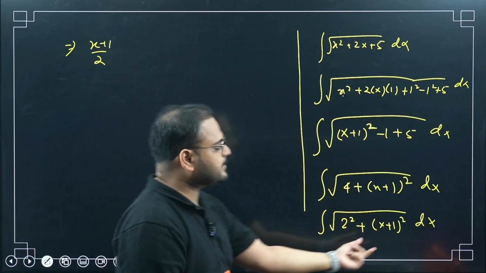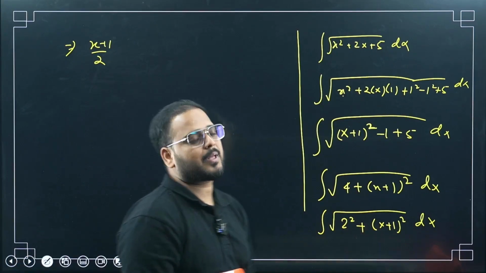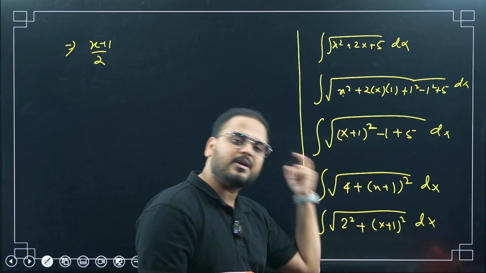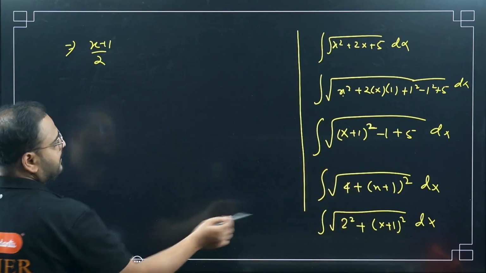Why x plus 1, sir? Because the entire thing is replaced by x. This formula doesn't matter, whether it is x or x plus 1 or whatever it is, the whole bracket should be written in place of x. Okay. The same root will come.